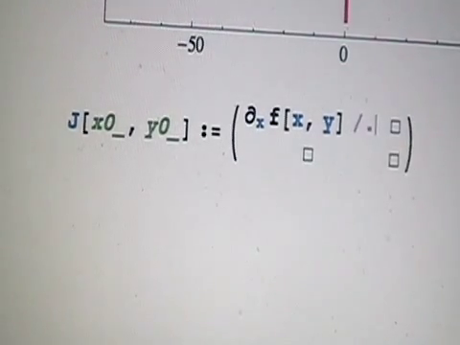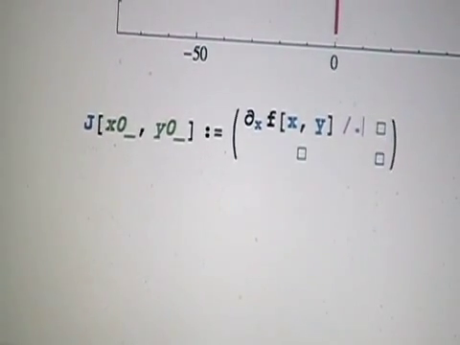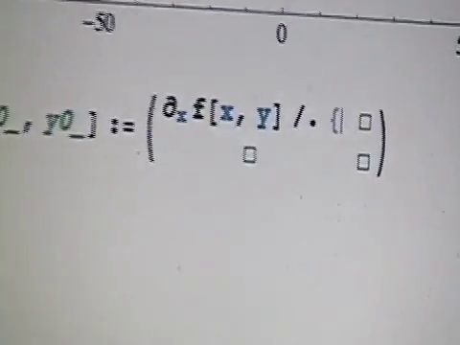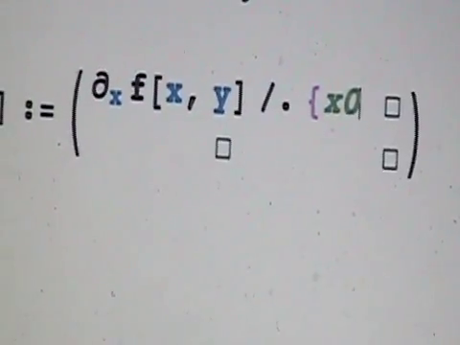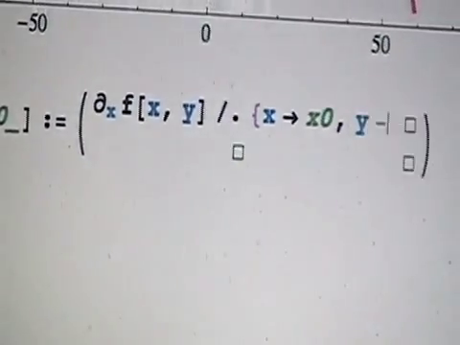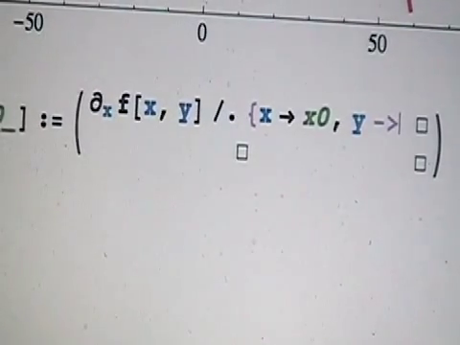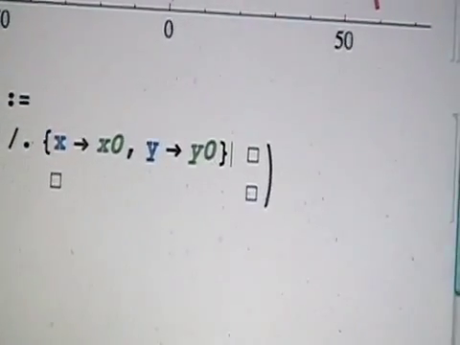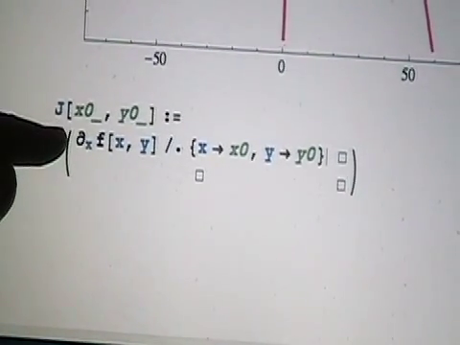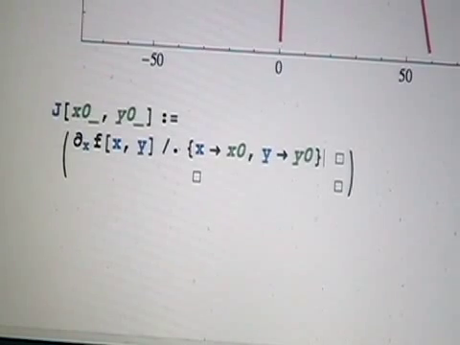Replace all is what you want to use to do that, the slash dot. And then inside curly braces, put x arrow x0, comma y arrow y0. What that'll do is differentiate the f with respect to x first, and then replace the x and y values after that differentiation is done with the particular numbers x0 and y0.